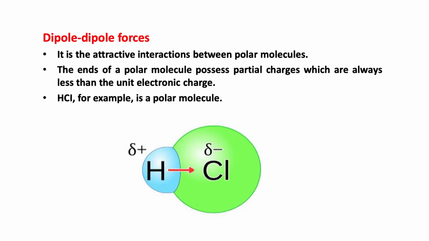Dipole-dipole forces actually act between molecules possessing permanent dipole moments, generally called polar molecules or dipoles. The ends of a polar molecule possess partial charges which are always less than the unit electronic charge. HCl, for example, is a polar molecule. A polar molecule interacts with neighboring molecules. Here, the positive end, that is the delta positive hydrogen end of one dipole, will attract the negative end, that is the delta negative Cl end of the other dipole, so that the molecules assume an oriented arrangement as shown in the figure.